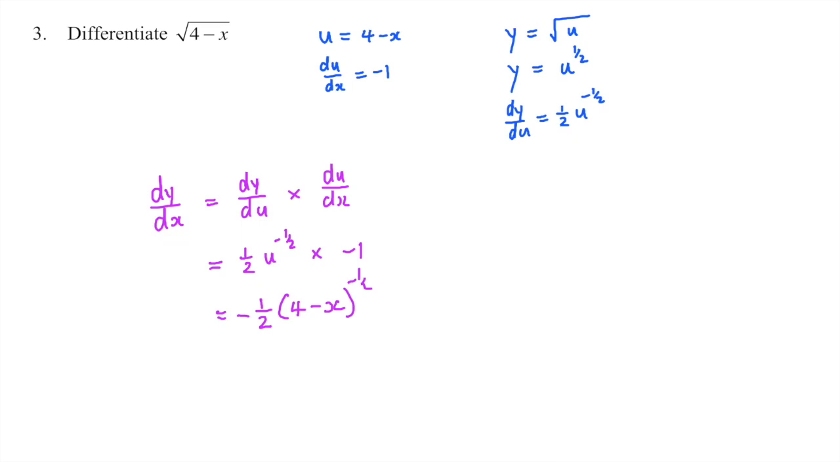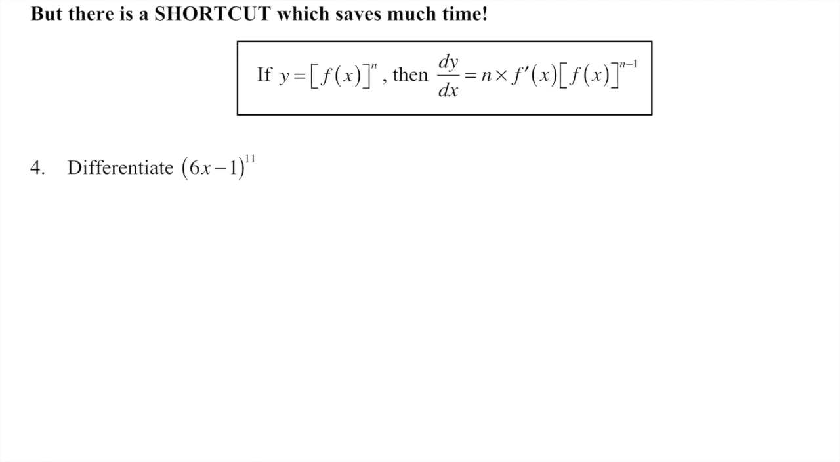Now that process is messy. We want to shortcut it, and this is the shortcut. The shortcut says, if you've got a bracket to a power, this is the rule, the derivative is equal to the power multiplied by the derivative of your bracket, and then rewrite your bracket and decrease the power by 1. That's the shortcut. If we could use that, that's so much faster. So let's look at this.